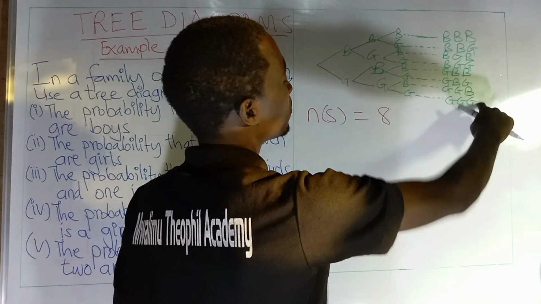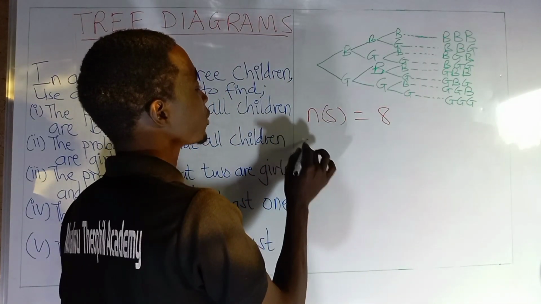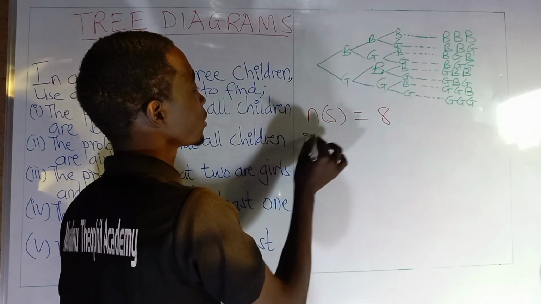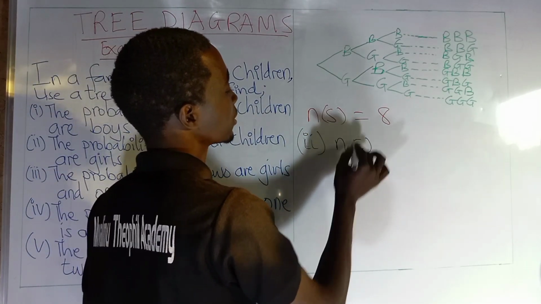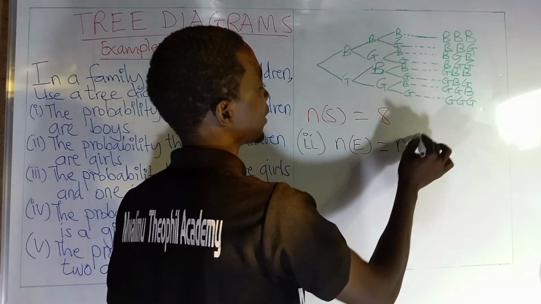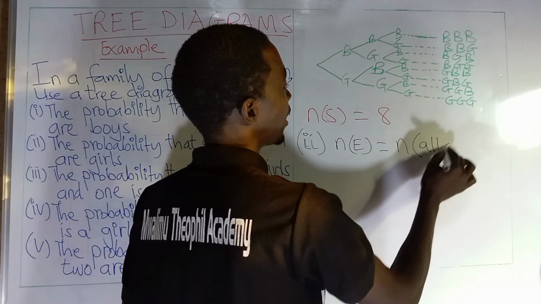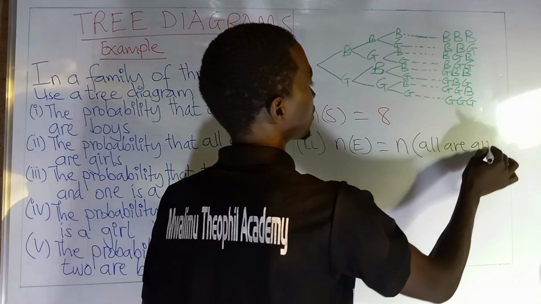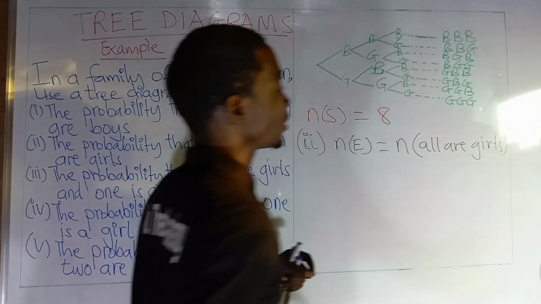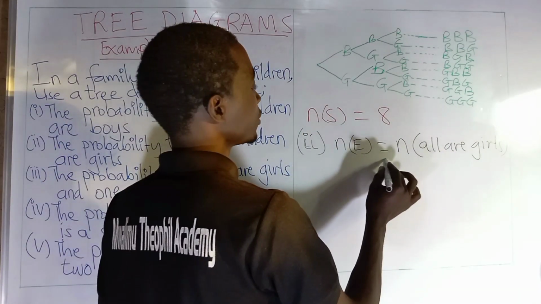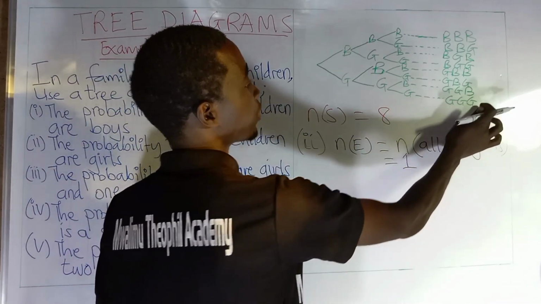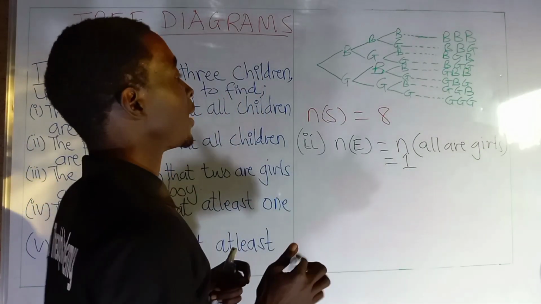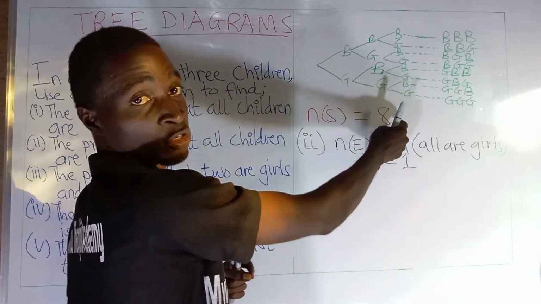So we have only one combination. Now, Roman 2, in Roman 2, we say that the number of events is equal to the number that all 3 children are girls. Now, this will be equal to how many? We have only one combination: girl, girl, girl. But the number of sample space is equal to 8.